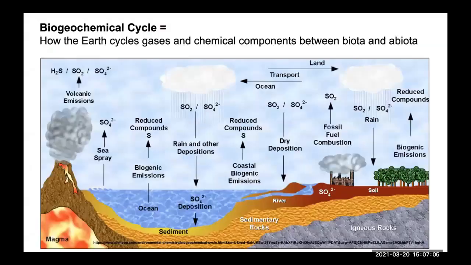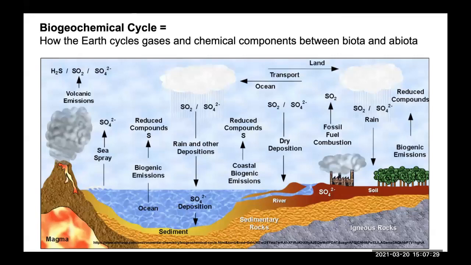So what is a biogeochemical cycle? Well, bio means life, geo means earth, and obviously chemicals are chemicals. So a cycle is something that goes in a circle. It has a beginning and it continues up until a point where it returns to the beginning and starts again.